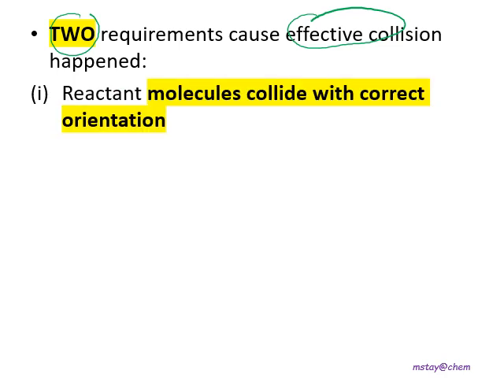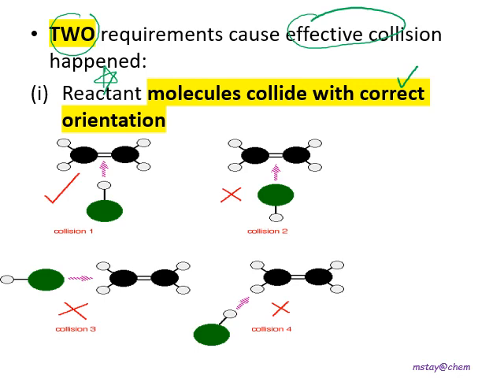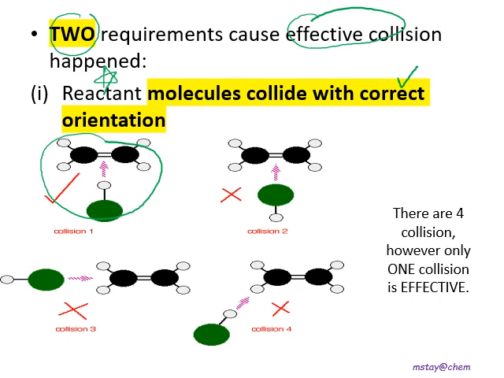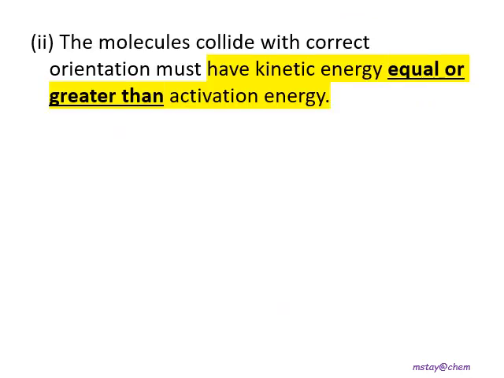First, the molecules will collide with correct orientation, which refers to the reactants. In this diagram, the molecules can collide in 4 ways, but only one way will be considered as correct orientation. Next, the second requirement is that the molecules, which again refer to the reactants, must possess energy equal to or greater than the activation energy. You can simplify the terms equal or greater than using this symbol.